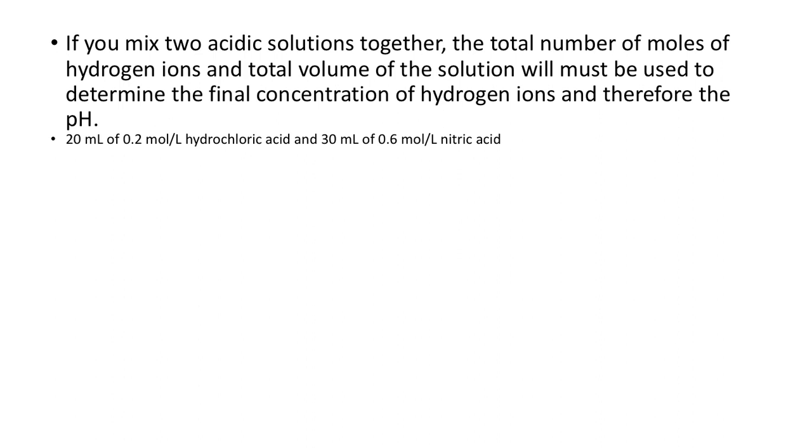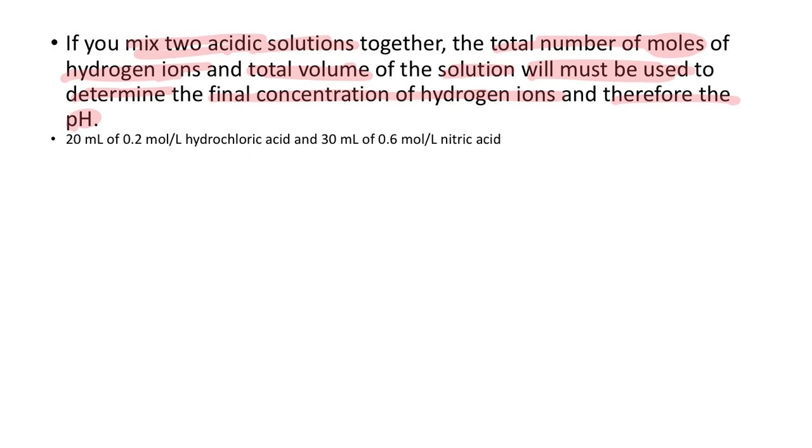So if you mix two acidic solutions together, the total number of moles of hydrogen ions and the total volume of the solution must be used to determine the final concentration of hydrogen ions, and therefore the pH. To work out the pH, you need the concentration of hydrogen ions. To work out the concentration of hydrogen ions, you need moles and volume. So when you add these two solutions together, you find the total moles, total volume, then the final concentration, and then pH. Let's walk through some of these.